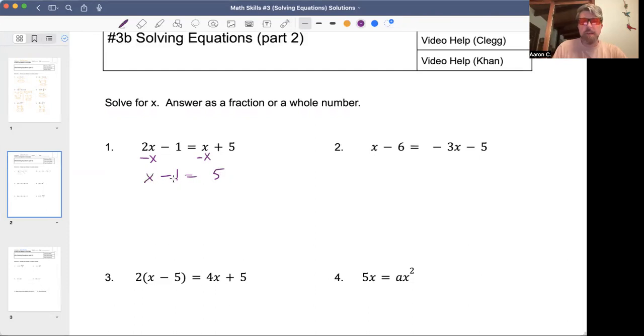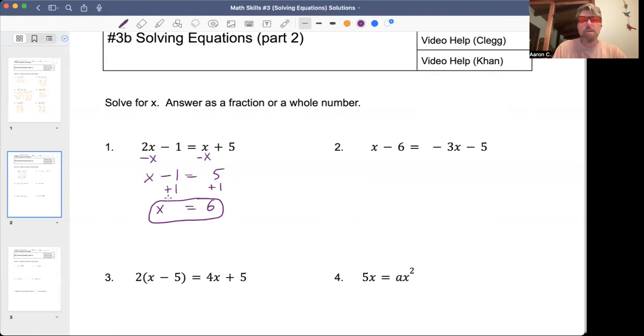And now we have x minus 1. We can add 1 to both sides to move this term over to the other side. So plus 1 and minus 1 adds up to 0. So we have x on the left plus 0 equals 6. So x equals 6. And that's our answer for this one.